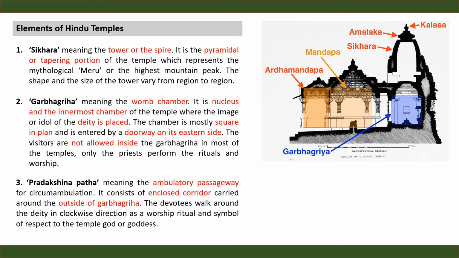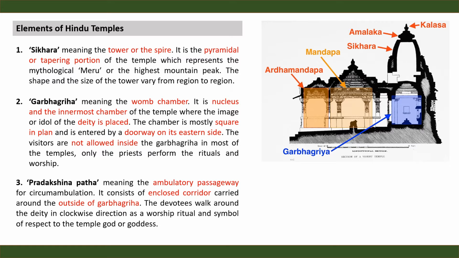Now, the elements of Hindu temple architecture, as we see in the figure, the main elements can be discussed. First one, Shikara, that is the tower or the spire. It is the pyramidal or tapering portion of the temple which represents the mythological meadow or the highest peak. The shape and size of the tower can vary from region to region.